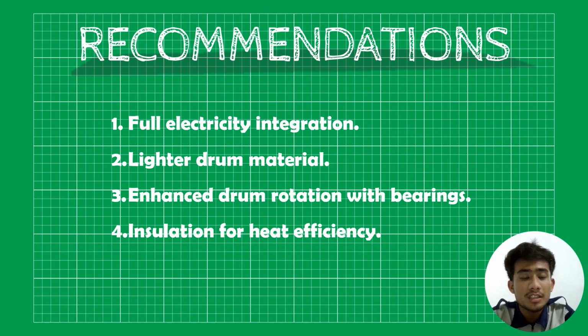controlled roasting process. The next one is lighter drum material. This is to explore the use of aluminium or other lightweight alloys for the drum instead of stainless steel. Aluminium is known for its excellent heat conductivity and is significantly lighter than stainless steel. This change would reduce the overall weight of the roaster, making it more portable and energy efficient.